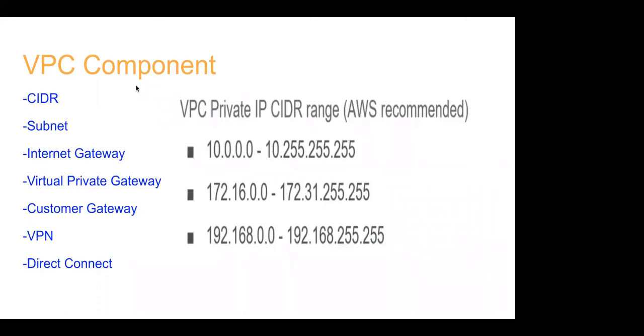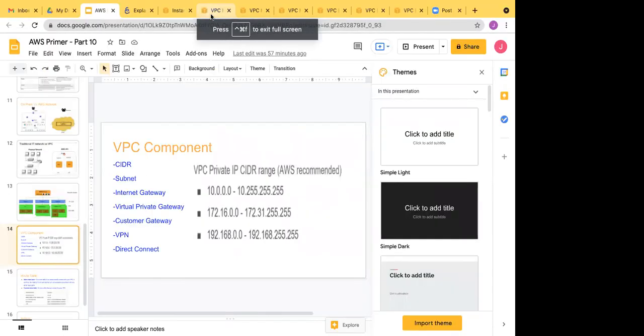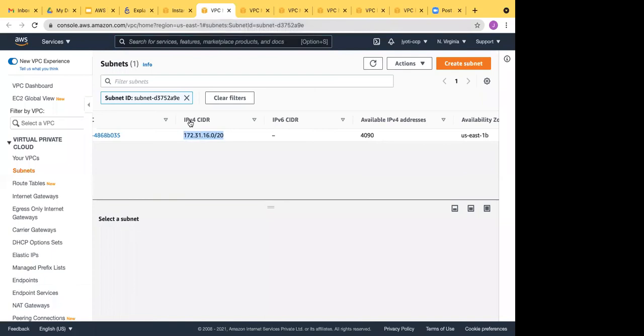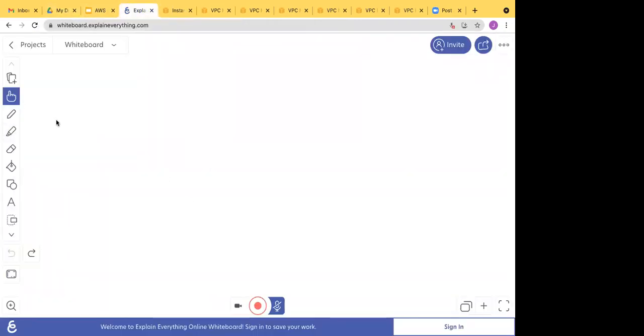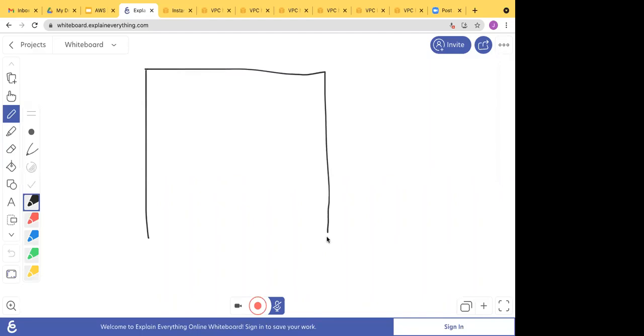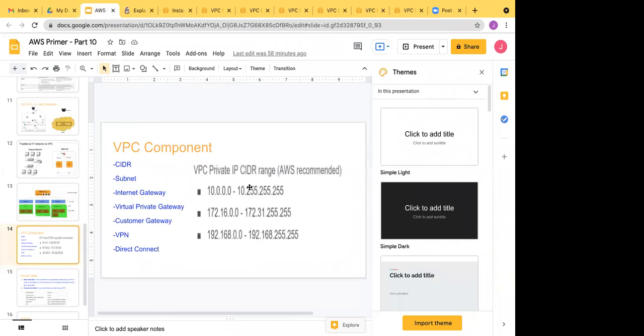Now, what are the various VPC components? You have a CIDR. What is your CIDR? The IP address which I showed you here. This is your CIDR, and this follows IPv4. For example, this is my VPC, I'm in a region. In this VPC, how many devices I can have would depend upon the IP address. Amazon recommends certain IP ranges, which are these.